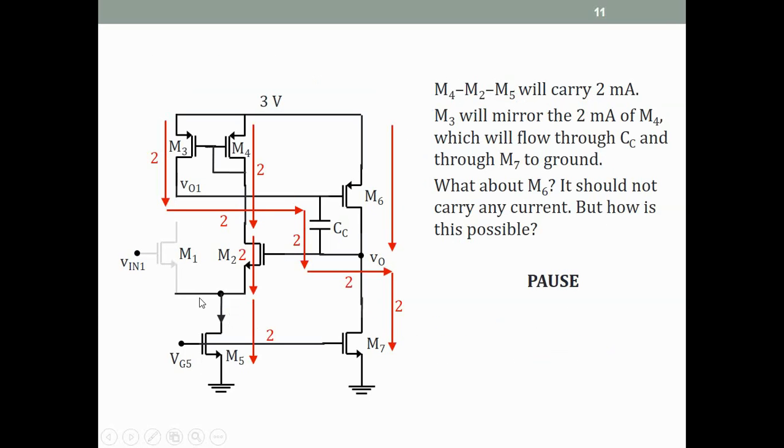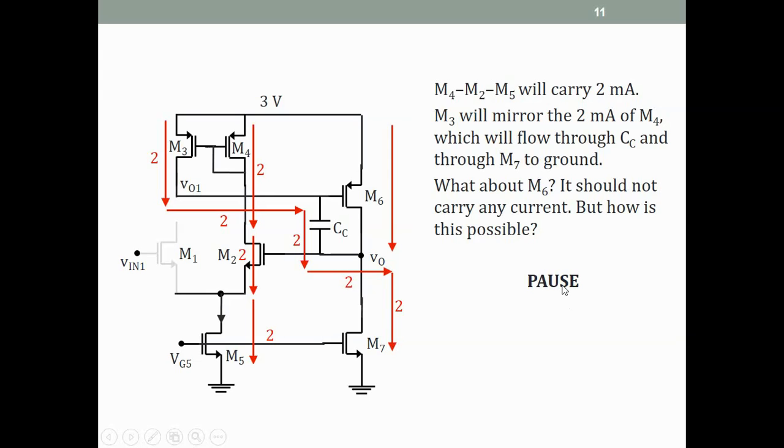M1 turns off, M5 is carrying 2 milliamps, so now M2 carries 2 milliamps, M4 carries 2 milliamps. The 2 milliamps of M4 is mirrored by M3, so M3 carries 2 milliamps. That M3 current flows through the capacitor and it charges the capacitor. Alright, and that 2 milliamps flows through M7. M7 was already carrying 2 milliamps, so that is good. But what happens to M6? M6 should also be carrying 2 milliamps. But now it looks like M6 should carry no current.